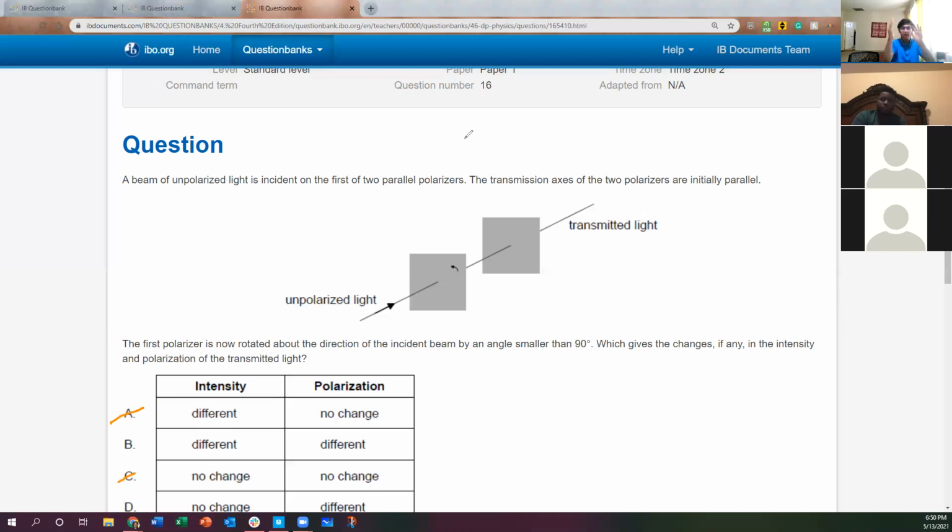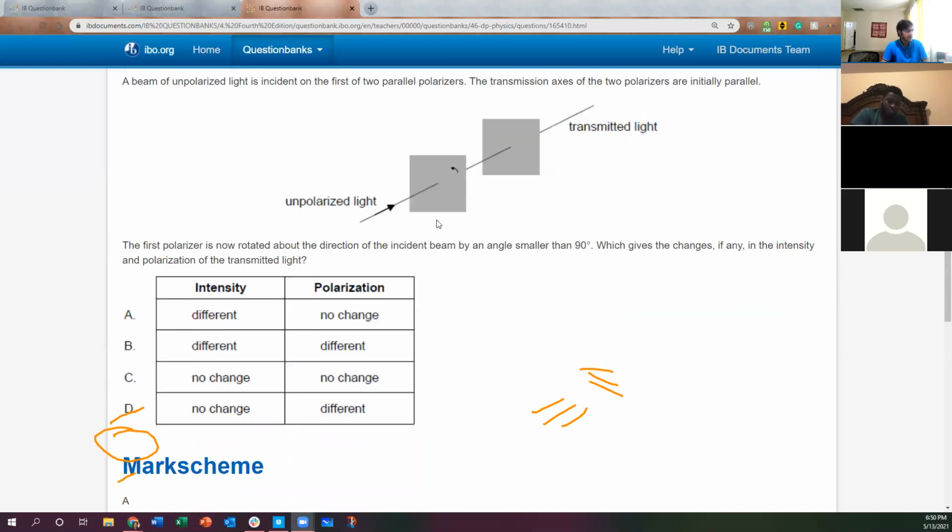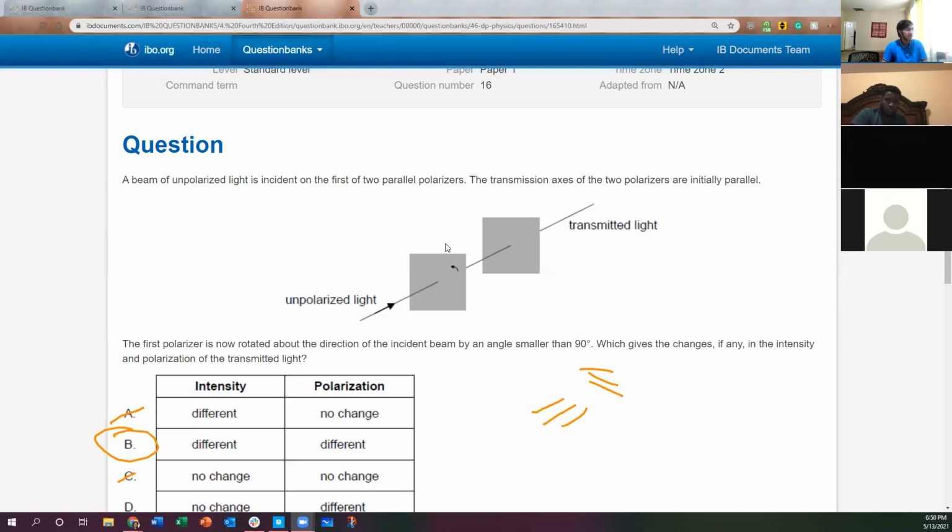If they're initially parallel and I rotate this one by less than 90, for sure, because remember, one of these is like this and one of these is like this. So when they pass through, the intensity is definitely going to be different. So I'm going to go with B. Is that the right answer? Never mind. The answer is A. Okay, let's try and figure out why.